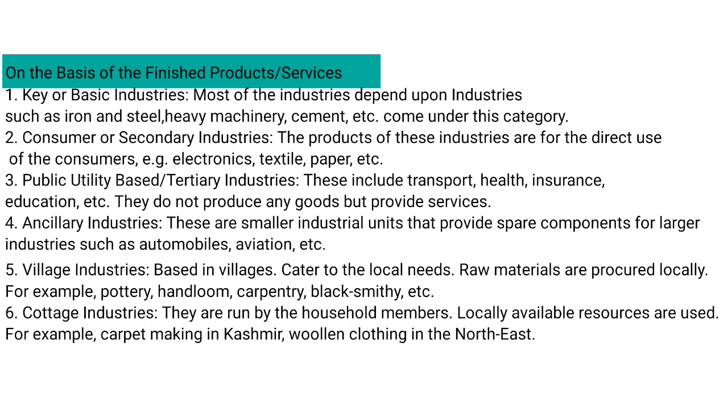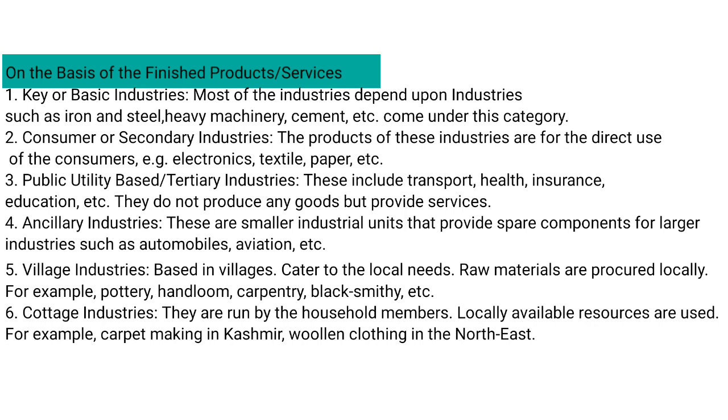Let us discuss the classification based on the finished products and services. First, key or basic industries. Most of the industries are dependent upon other industries, and those industries become the key industries, for example the iron and steel industry. From a small safety pin to large ships, everything is made from iron and steel. So all the other industries are also dependent upon the iron and steel industry, and that becomes the key or basic industry.